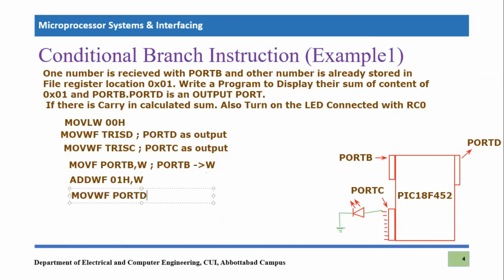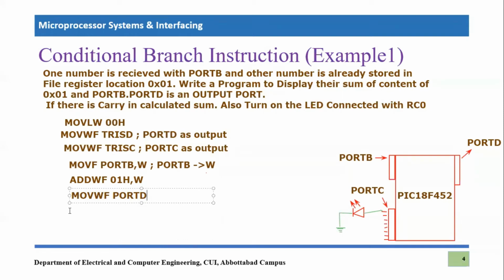So whatever value is stored as the sum in the working register will go to port D. But one thing we have to check here: we added the working register with 01 hex content, so maybe there is a carry and maybe there is not. We have to consider this program for both cases.